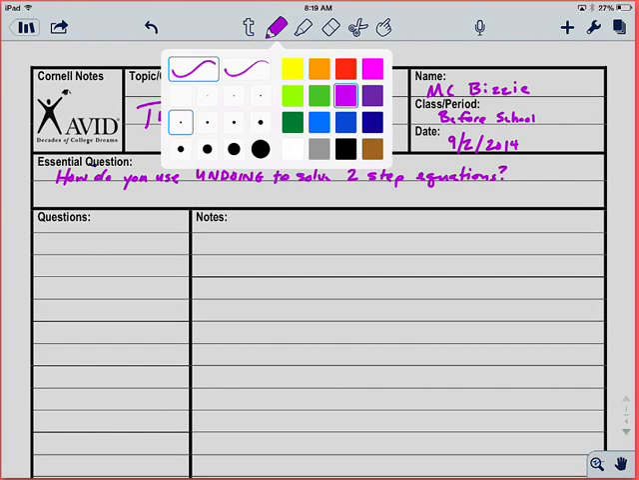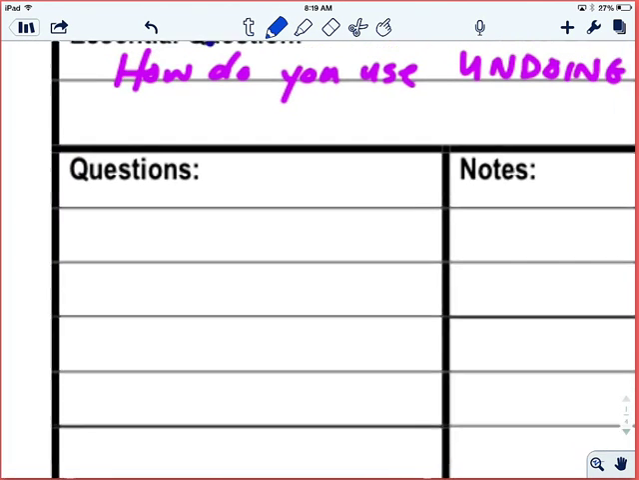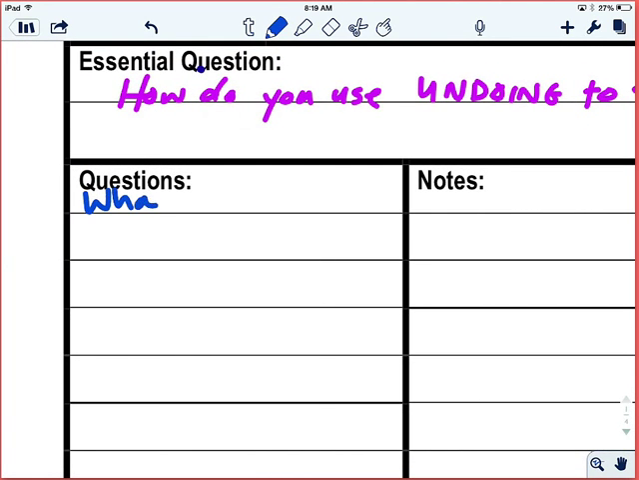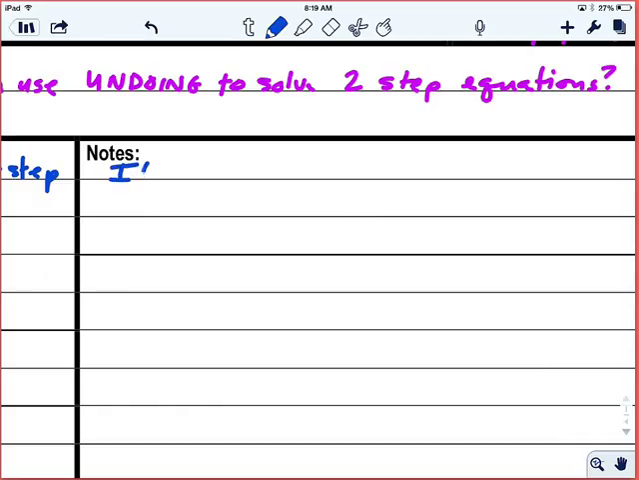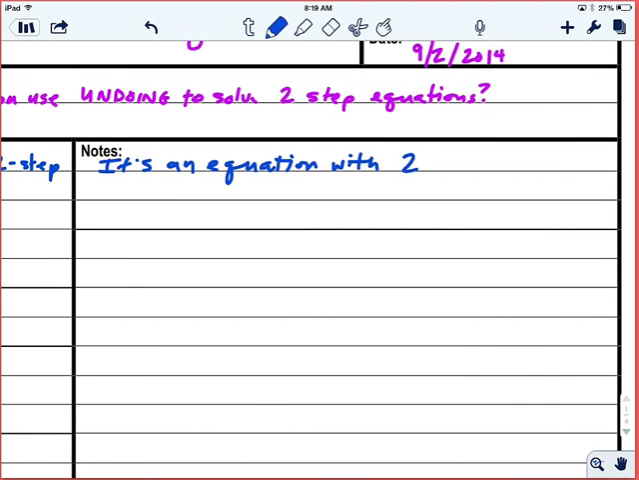So we'll start with maybe the most obvious question. What is a two-step equation? It's an equation with two operations.